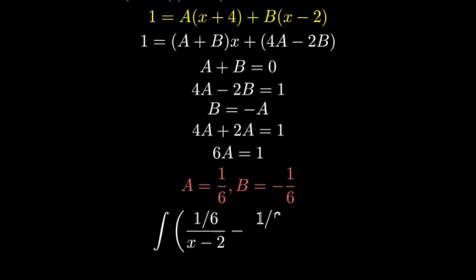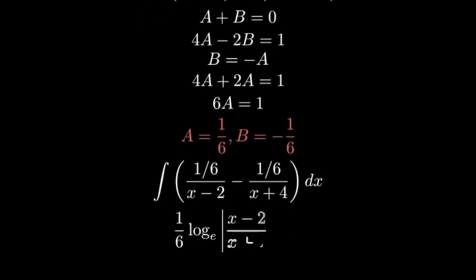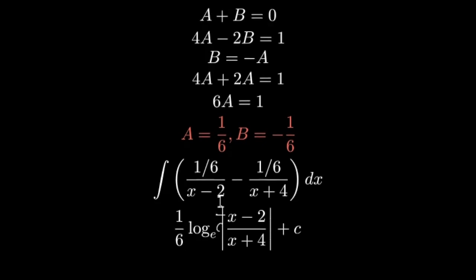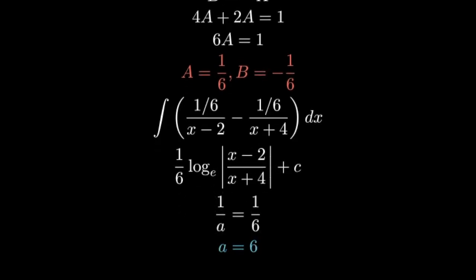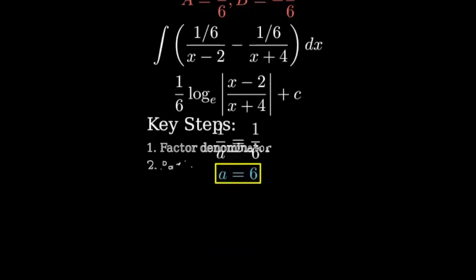Now we can write our integral as 1/6 times the integral of dx over (x minus 2) minus 1/6 times the integral of dx over (x plus 4). This gives us 1/6 times the natural log of the absolute value of (x minus 2) over (x plus 4) plus c. Comparing this with our original equation, we can see that 1 over a equals 1/6. Therefore, a equals 6. Let's review the key steps.